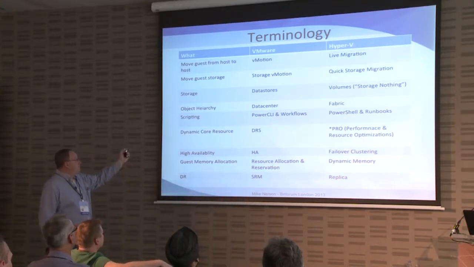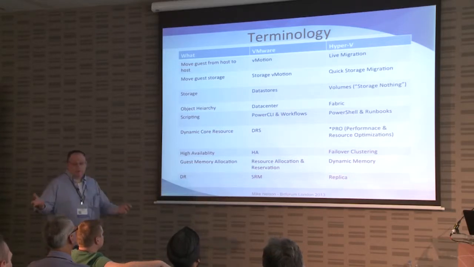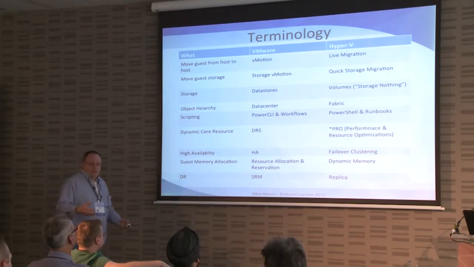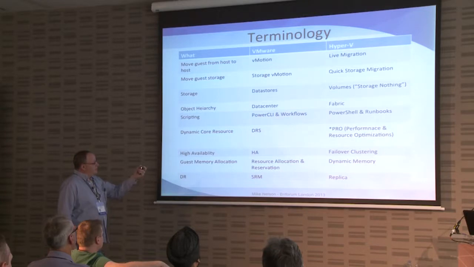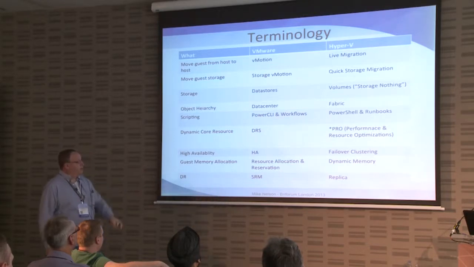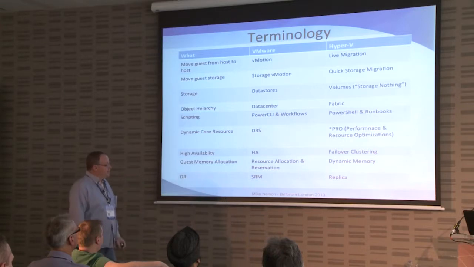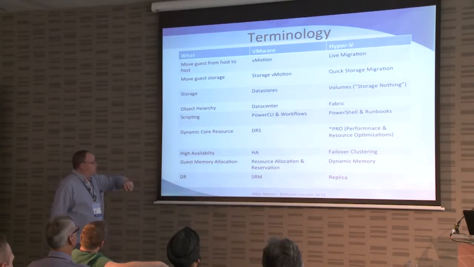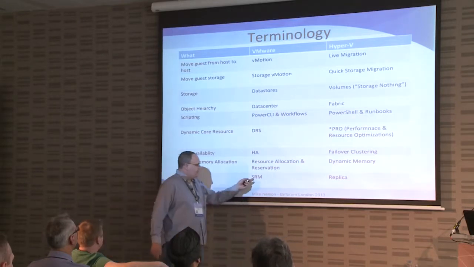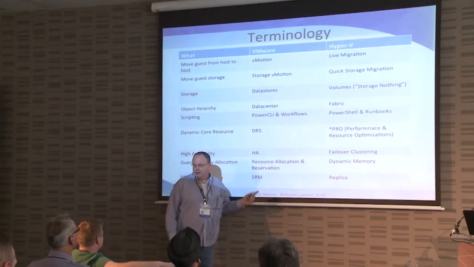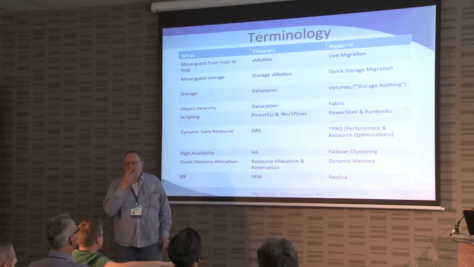Data center versus fabric, scripting, PowerCLI and workflows, PowerShell and runbooks in orchestrators. They both have an orchestrator product, if you didn't know that, within the vSphere orchestrator and the System Center orchestrator. Dynamic core resources, DRS, and they have something called PRO, Performance and Resource Optimization. High availability, HA, failover clustering, guest memory allocation, and DR. What's interesting is the different DR, SRM, and Replica. This costs a lot of money. And they changed the pricing model, I think. I don't use SRM.